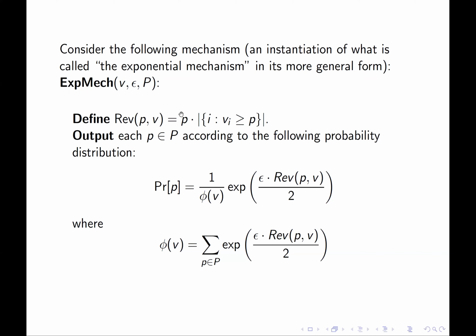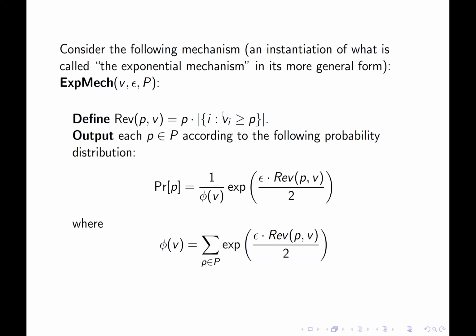Because the revenue that we get at some price p is just p times the number of people willing to buy the good at that price. And how much can the number of people willing to buy the good at price p change as a function of a single bidder's misreport? Well, that can change by at most one, right?